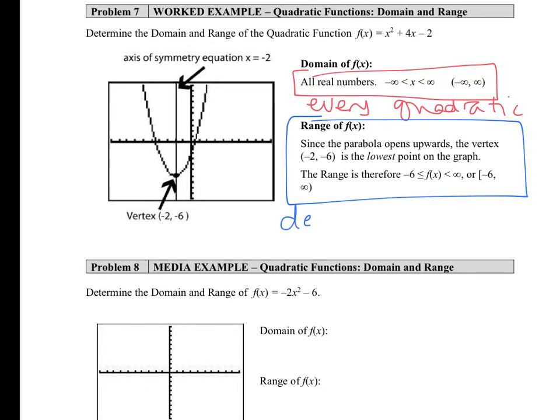Now the range is not going to be the same all the time. This is always going to depend on the vertex. Do I have a maximum or do I have a minimum? Does my parabola open up or down? So I have to know my vertex before I can find that. But domain's going to be the same no matter what. In this case, the vertex was -2, -6, which means my range is never going to go below -6. Remember, we have two different ways we can write it. I prefer the interval notation, -6 to infinity. That's because that one had a minimum. If it has a maximum, then it will have a high point that it will never go past.